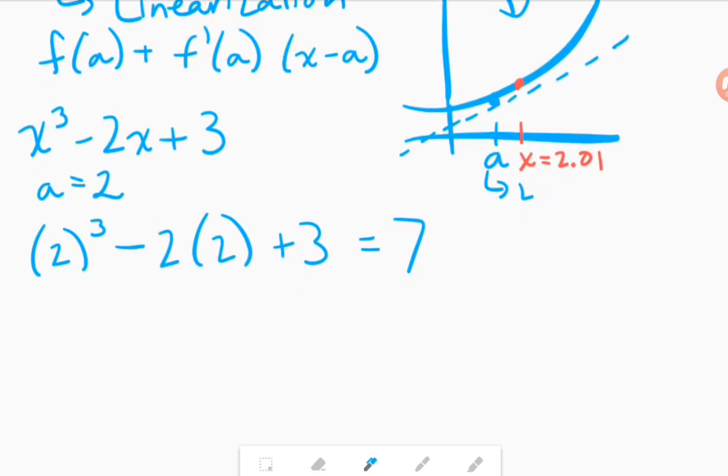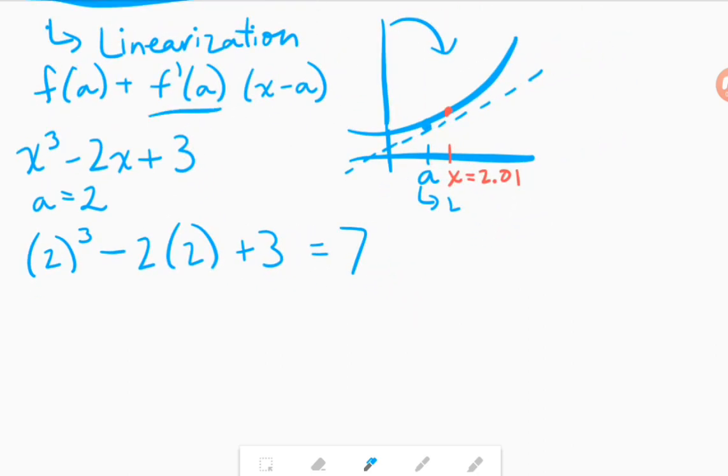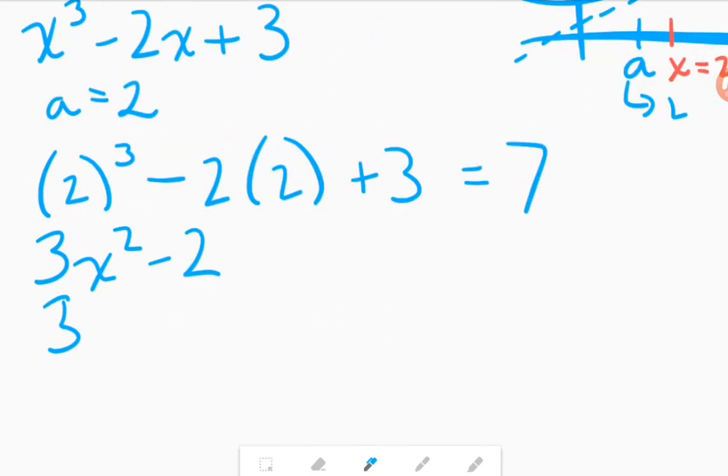And then I would need to find the value of the derivative, f prime of a. So I need to find the value of the derivative at a equal to 2. The derivative of this function would be 3x squared minus 2. So the value of the derivative would be 3 times 2 squared minus 2, and that would get me 10.